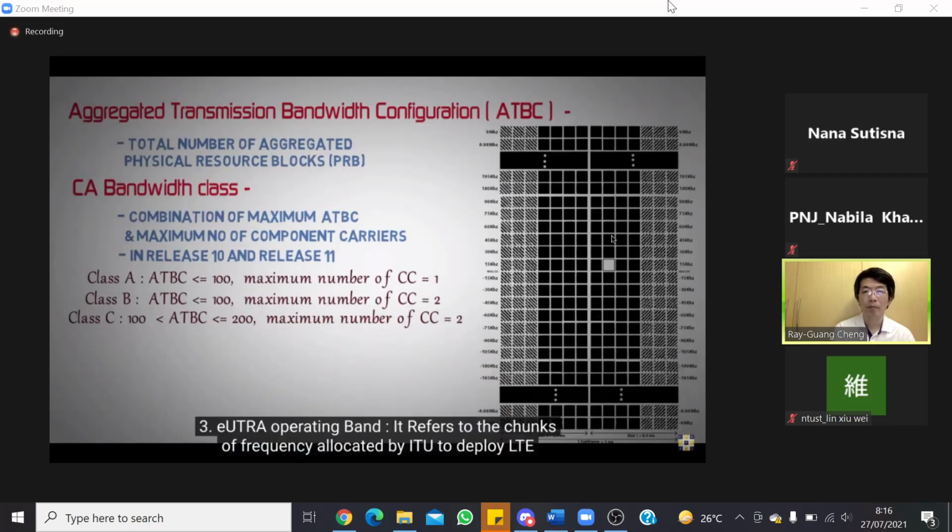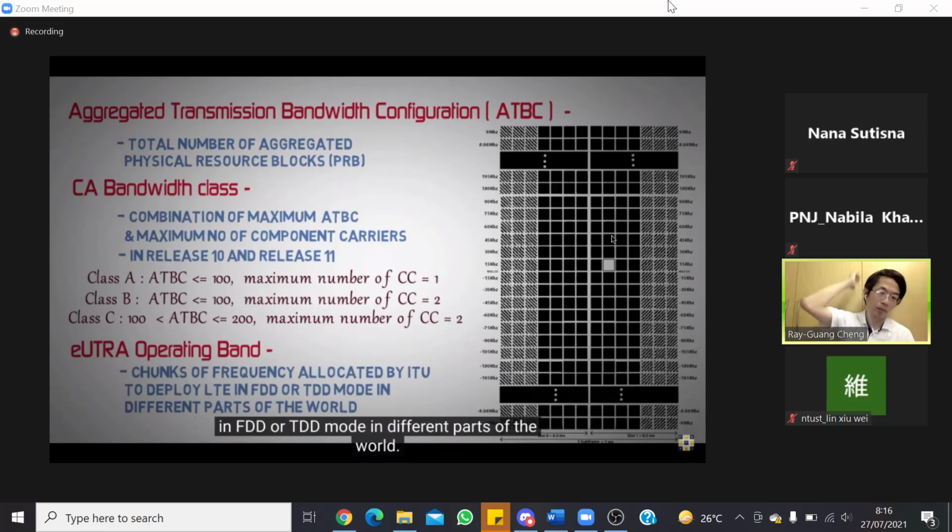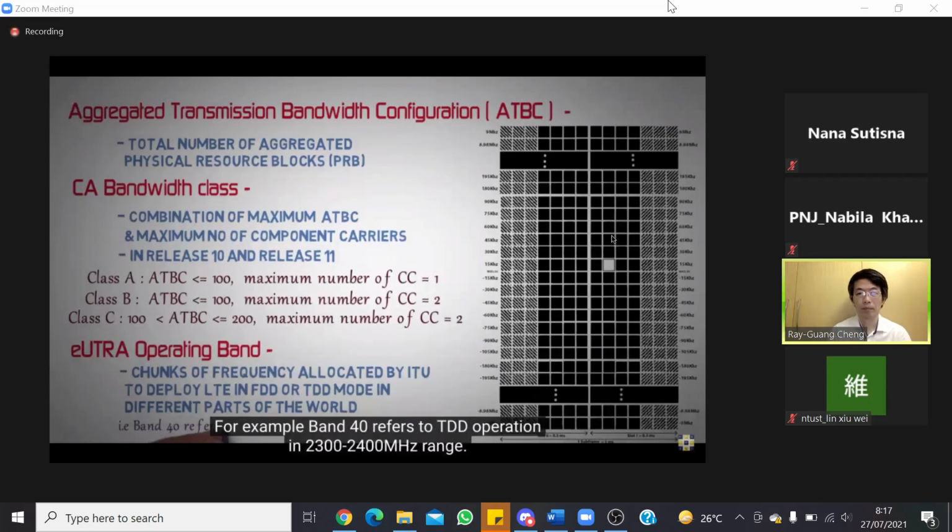The third one is E-UTRAN operating band. It refers to the chunk of frequency allocated by ITU to deploy LTE in FDD or TDD modes in different parts of the world. For example, band 40 refers to TDD operation in the 2300 to 2400 MHz range.